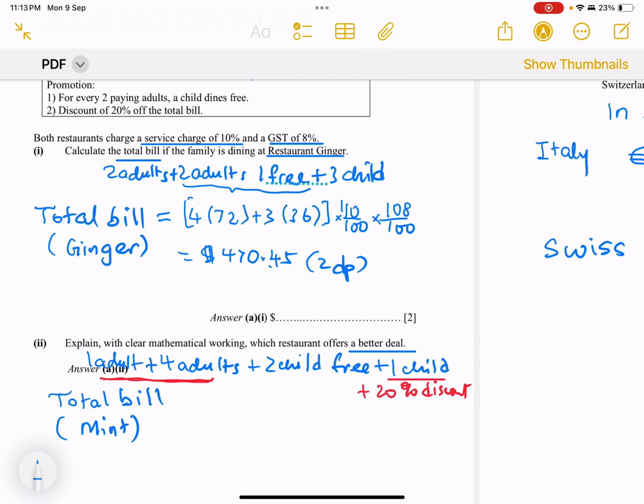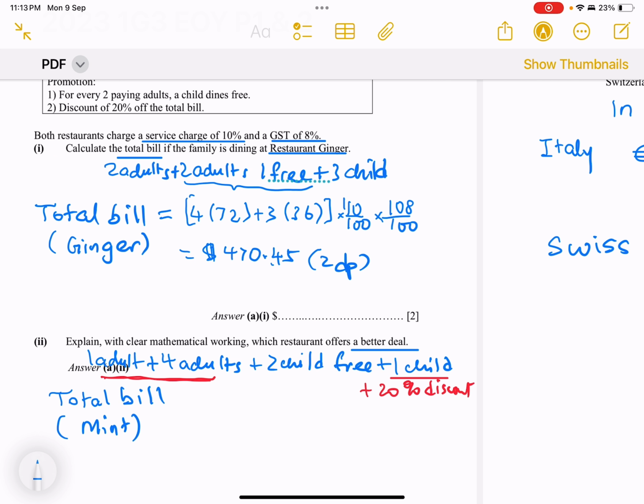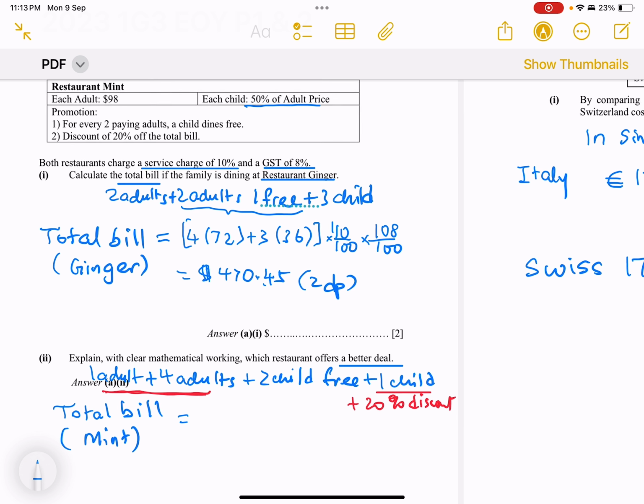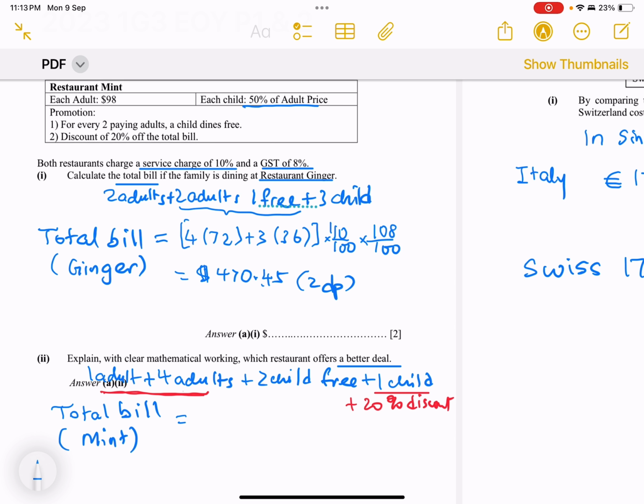Now we have to compare which one has a better deal. So now we have to find the total bill for the other restaurant. So the other restaurant, remember that for every 2 adults, the child is free. So 4 adults, that means 2 children are free. So at the end, we only pay for 5 adults. So 5 adults is 5 times 98, right? And plus 1 child, because 2 children are free, there are 3 children altogether, and 1 child is 50%.